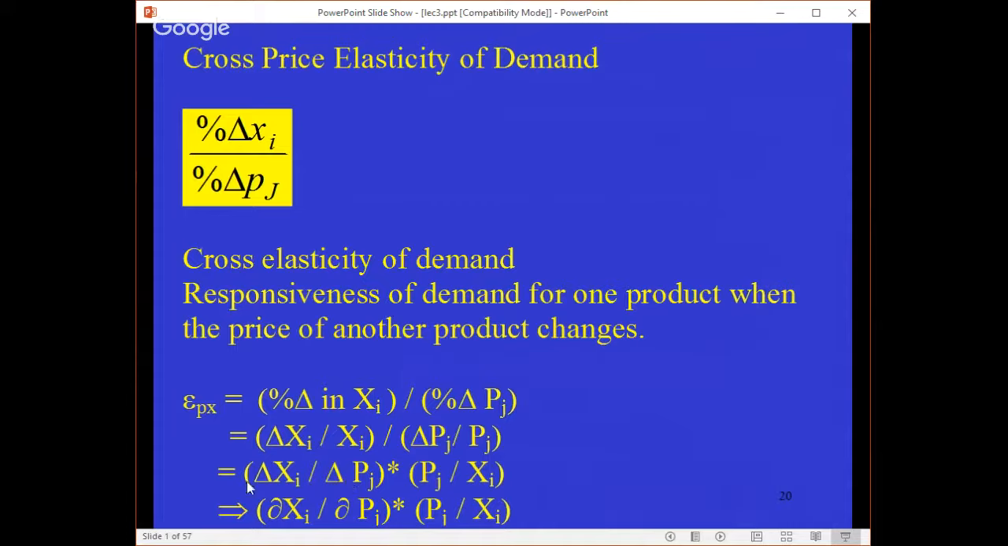And of course, I can take these deltas, or the big changes, and make them small changes, make them into partials, and I get the partial of Xi with respect to, I'm sorry, with respect to PJ. It looks like an I because it's tucked there on the bottom. So the partial of Xi with respect to PJ times PJ over Xi. And that's the definition of our cross elasticity of demand.